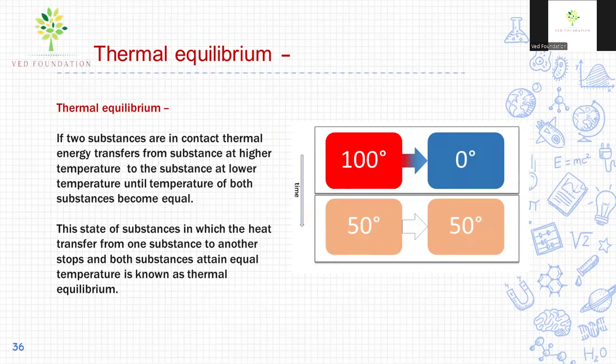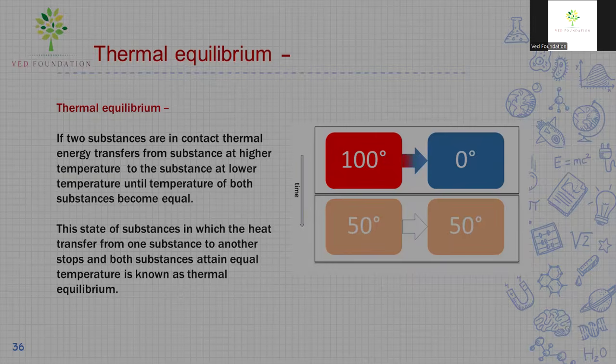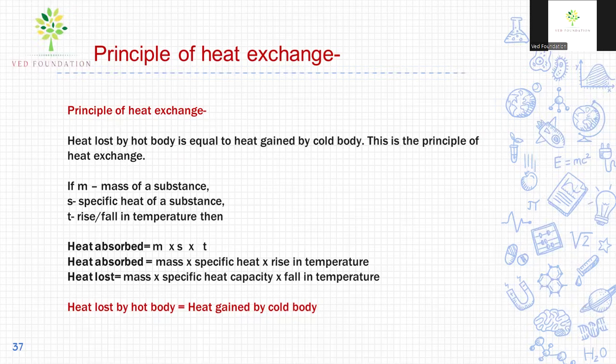Thermal equilibrium. If two substances are in contact, thermal energy transfers from substance at higher temperature to the substance at lower temperature until temperature of both the substances become equal. And this state of substances in which the heat transfer takes place from one substance to another substance and both substances attain equal temperature is known as thermal equilibrium. Principle of heat exchange.